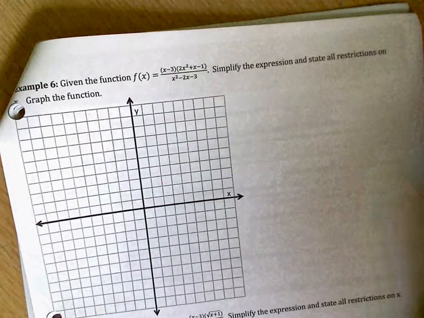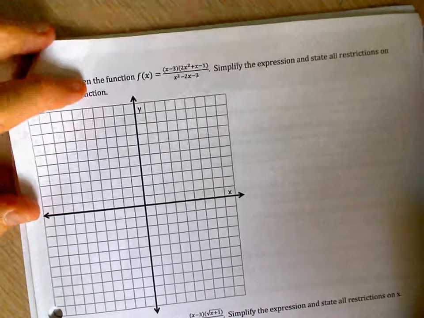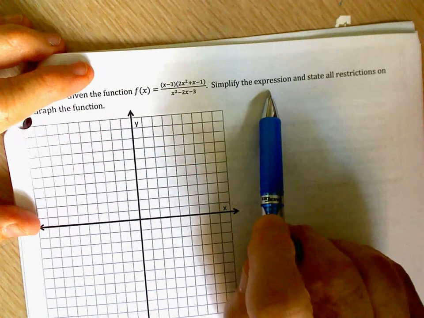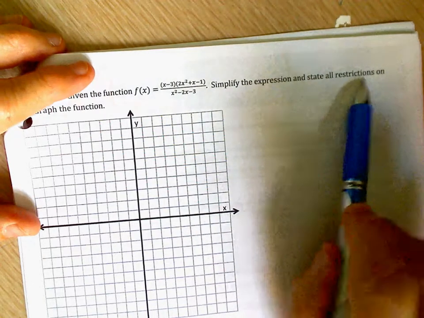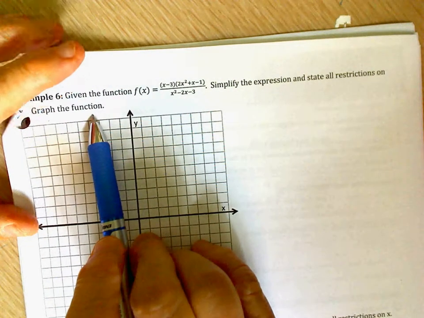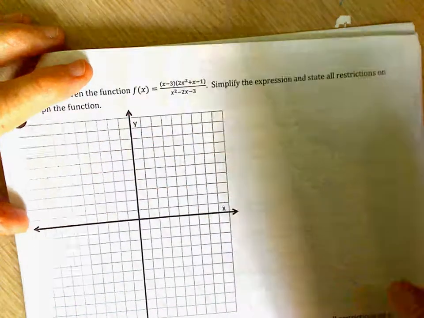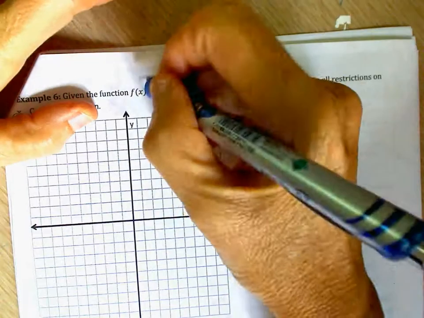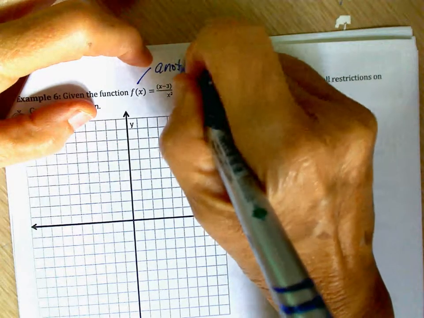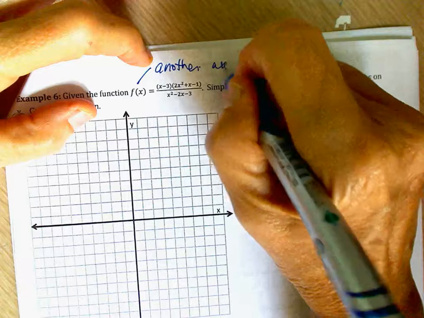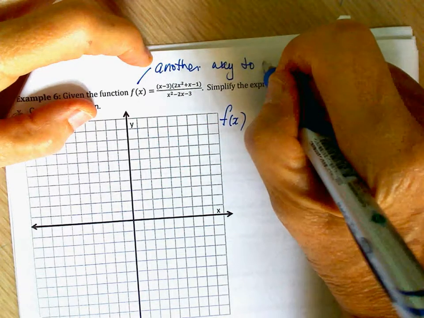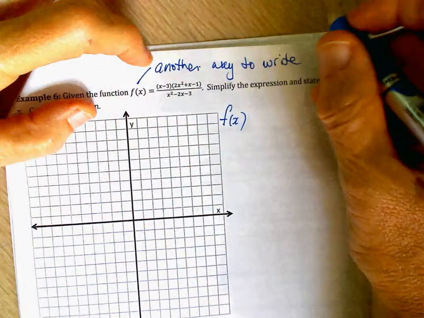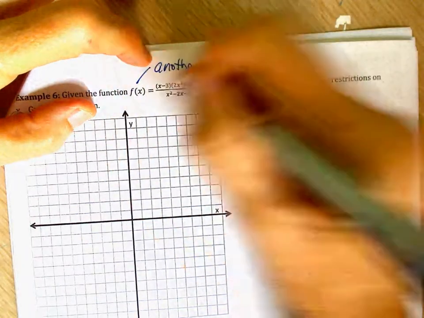Okay, simplify the expression, state all restrictions, graph the function. All right, so we have f of x. Remember, that's just another way to write y. This really helps when you do calculus, so we're trying to get you used to different notation. Another way to write y.